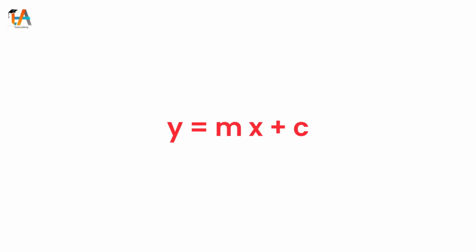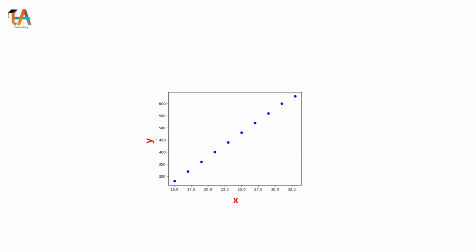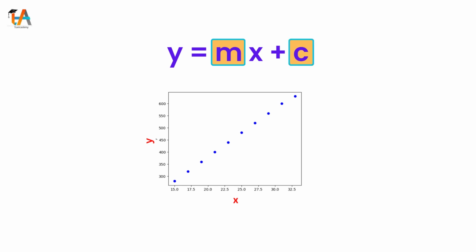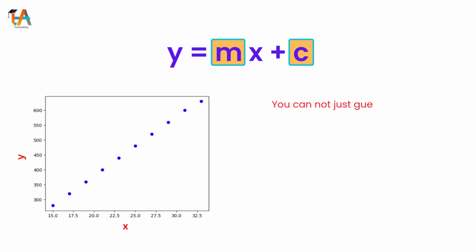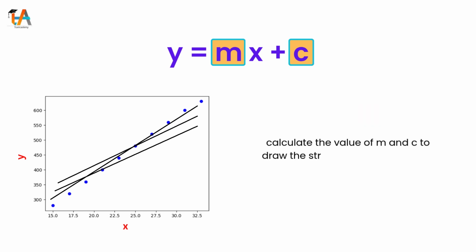By adapting the straight line equation to linear regression analysis, we try to determine the best fit line that determines the relationship between x and y. But what is the best fit line? When we plot all the data points on a scatter plot, drawing a straight line using these data points requires the constant m, which tells the slope of the line, and the constant c, which tells the intercept of the line. So, you can't just guess and draw any straight line through the data points. You must calculate the values of constants m and c to draw the straight line that fits your data well.